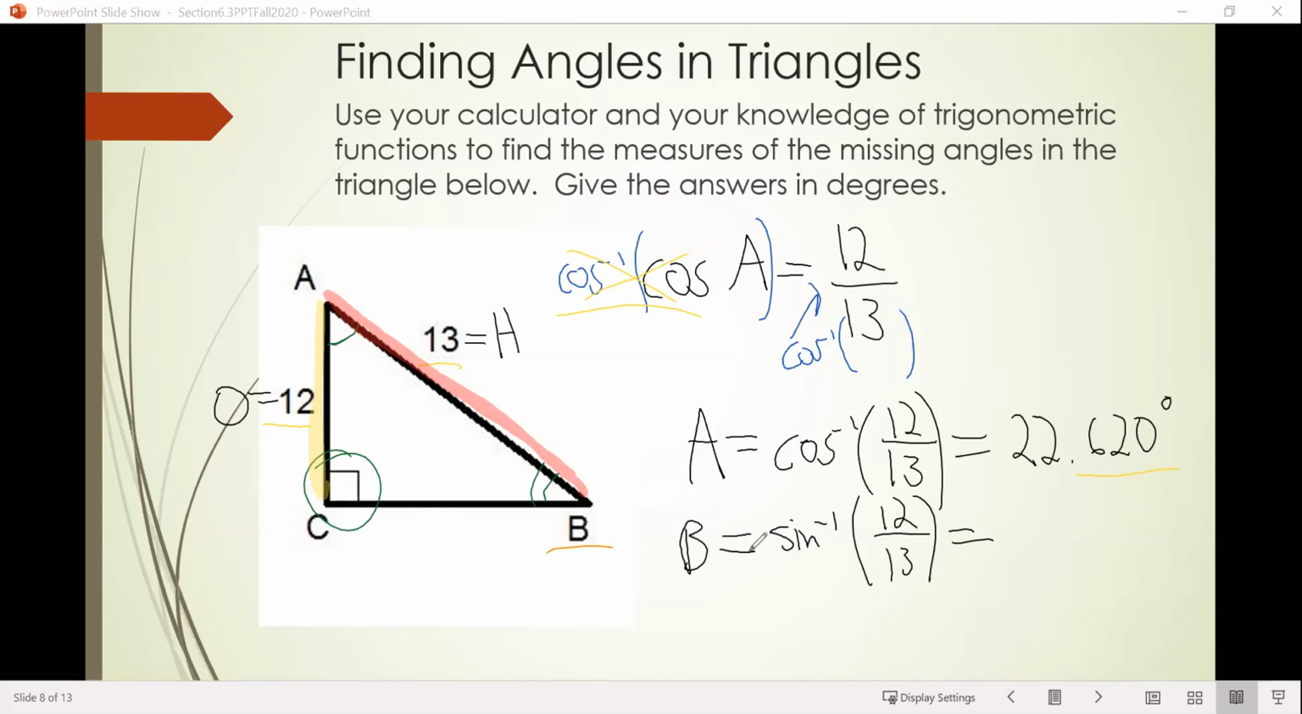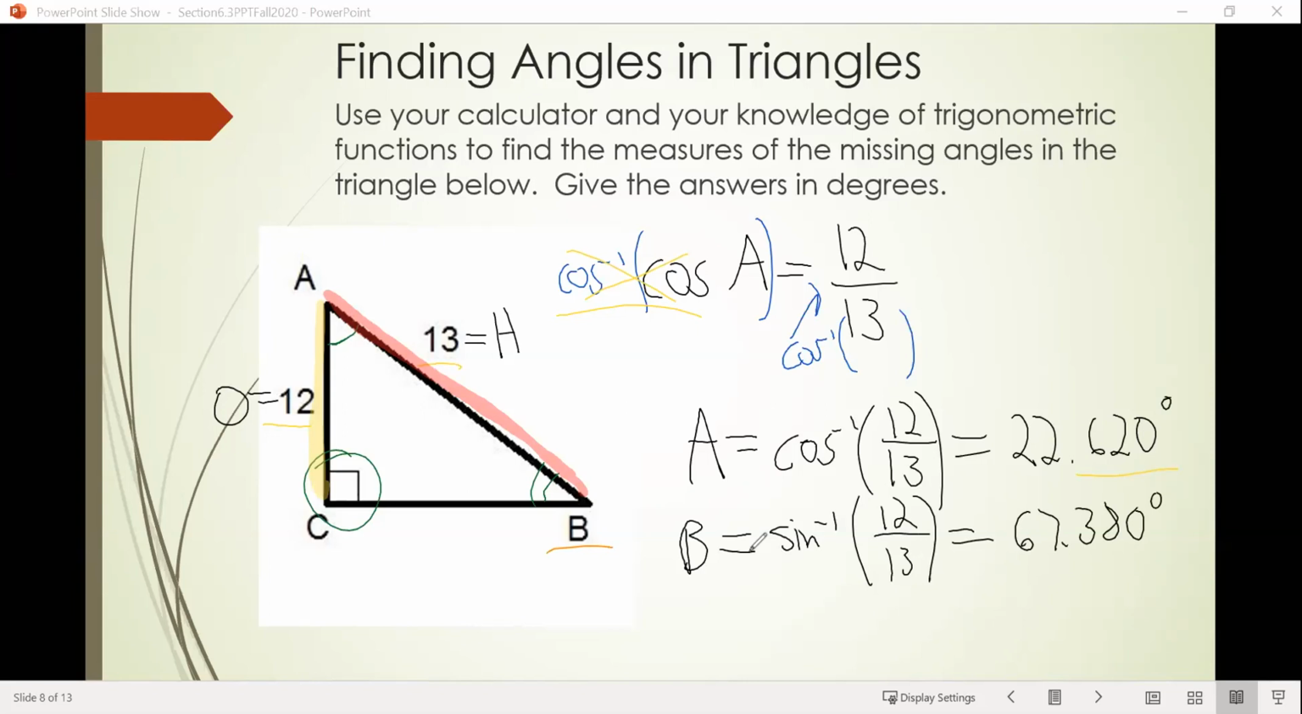And in this case, I get 67.380 degrees, which you should be able to see that if we add the 22.620 plus 67.380, that would give us 90 degrees. Okay? So that's using inverse trig functions to find missing angle measures in triangles.